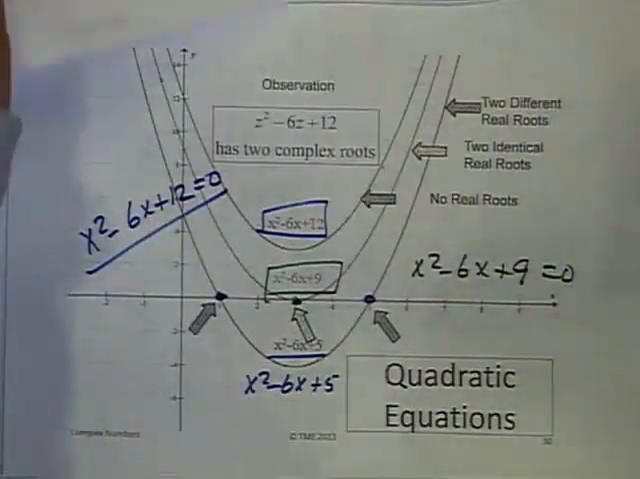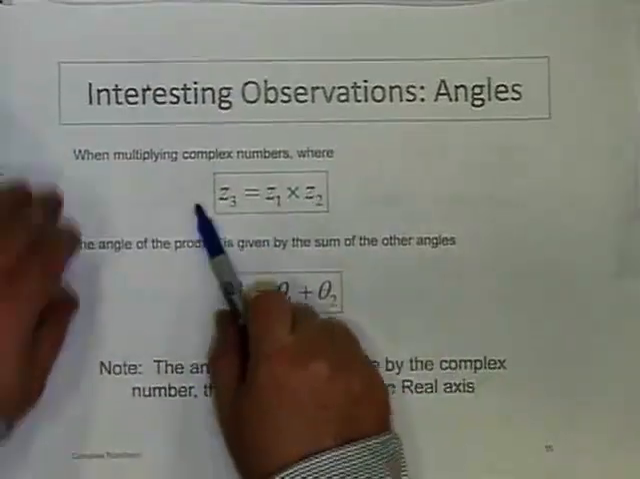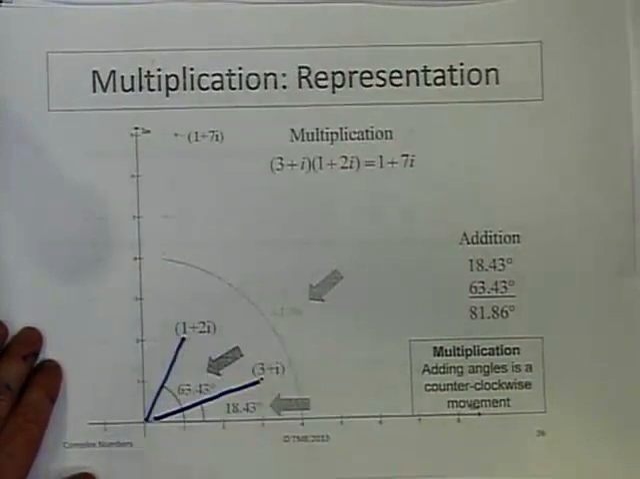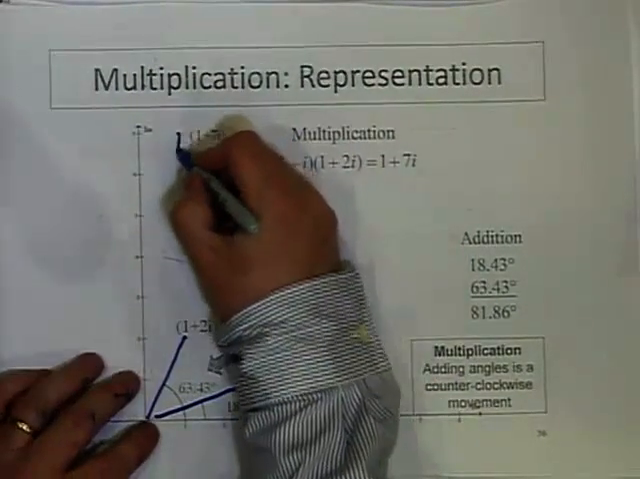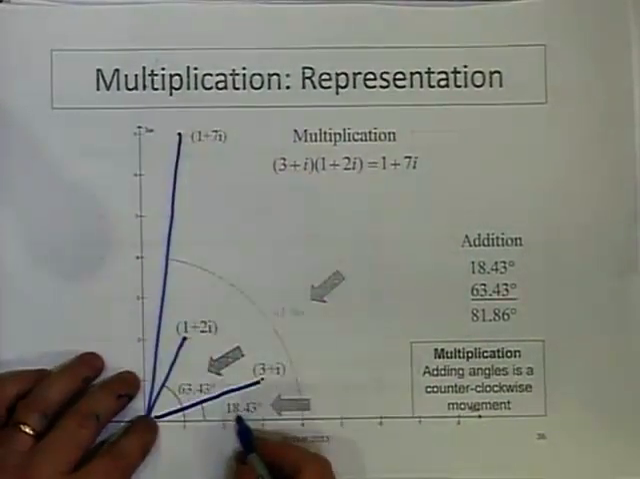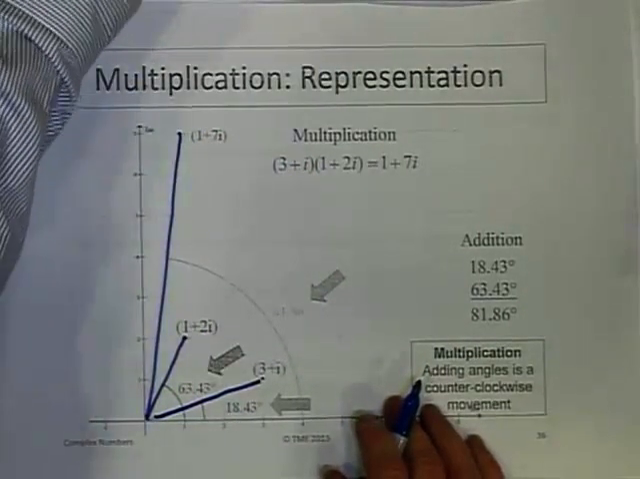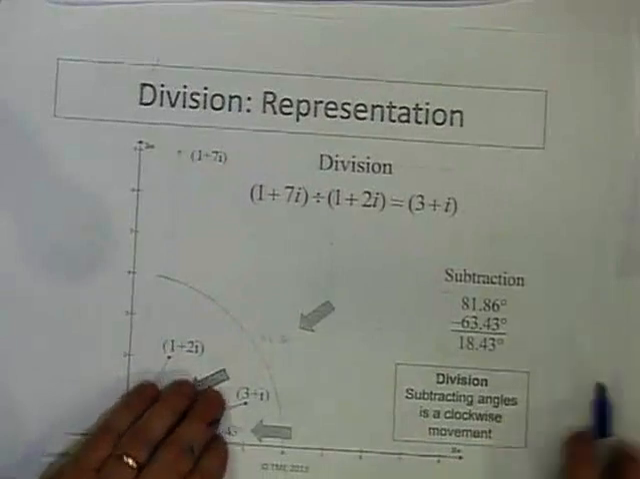So the interesting observation then is if you multiply two complex numbers by each other, as we did with this one by this one, the answer is that it gets bigger by the size of the modulus and the angles add. If you divide, it does the opposite.